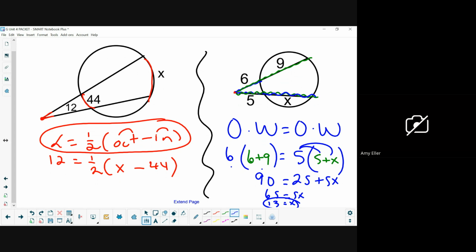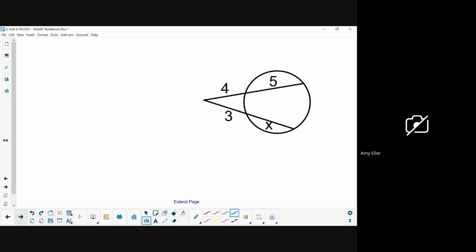We will do one more. Pause the video if it went too fast. Here's another one. Again, we're trying to find a piece. The x was here. You could do the same formula if the x was here. Whichever piece you're trying to find, you can use the same formula. The formula is outside times whole equals outside times whole. Here we go. Outside is 4.